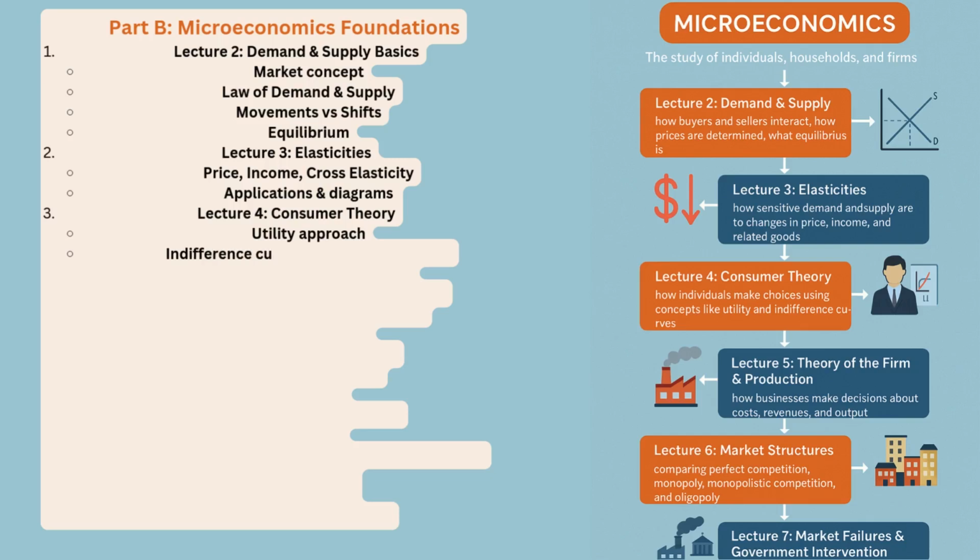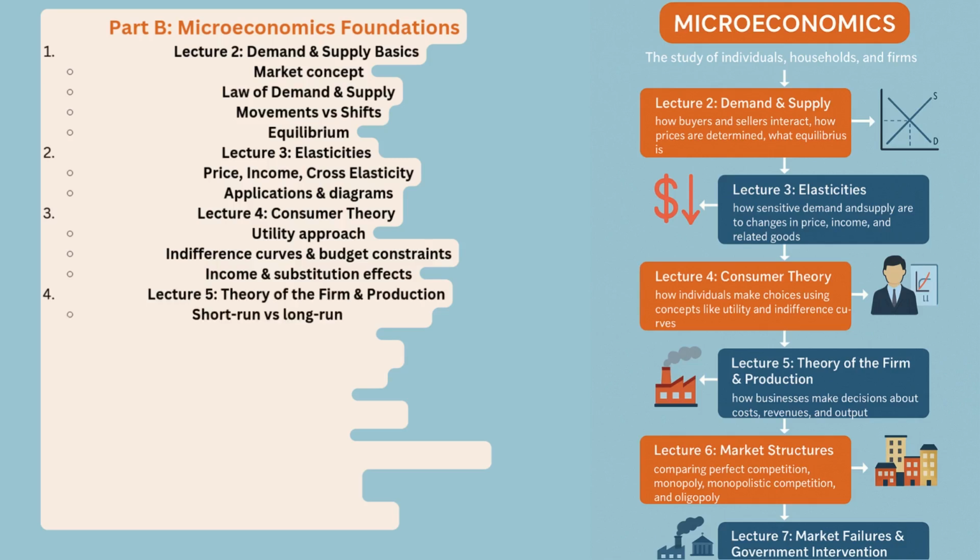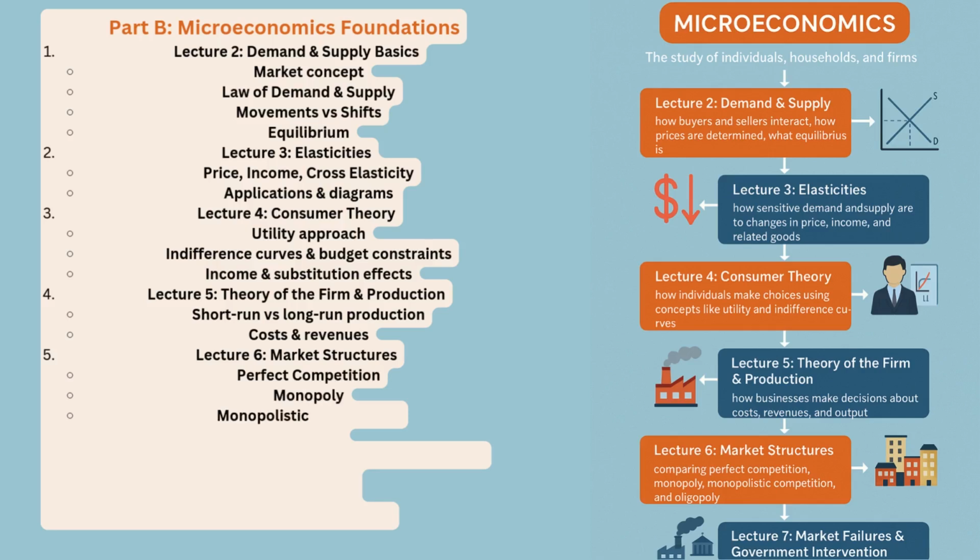Then lecture 4, consumer theory, how individuals make choices using concepts like utility and indifference curves. Then lecture 5, theory of the firm and production, how businesses make decisions about cost, revenue and output. Then lecture 6, market structures, comparing perfect competition, monopoly, monopolistic competition and oligopoly.